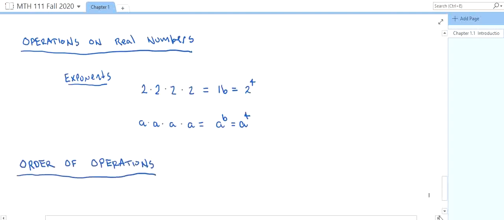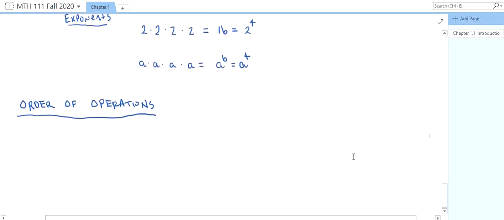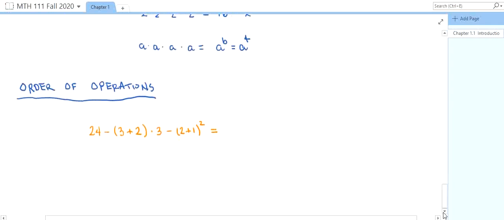So now that we've introduced exponents, we can talk about order of operations. It's necessary for us to define an order of operations because we have to be able to read our symbols that we write. For example, if I write this equation 24 minus in parentheses 3 plus 2 times 3 minus in parentheses 2 plus 1 squared, what does this equal? What do we do first? What do we do second? So on and so forth. That's what order of operations is.